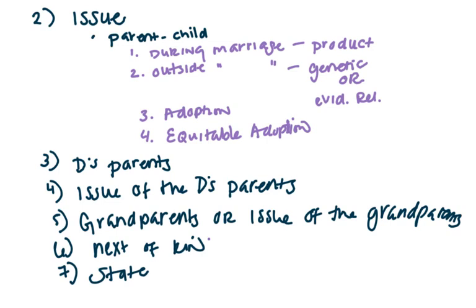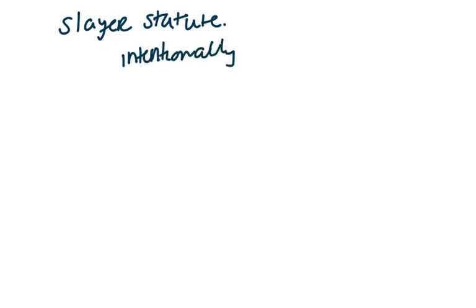Now, it's important to note that a person that is a member of one of these groups can still be barred from taking during intestacy, particularly under the Slayer statute, right? So most states have a Slayer statute, and Slayer statutes prohibit a taker from taking under an intestacy scheme if they killed the decedent. So if the taker intentionally and feloniously killed the decedent, then they cannot take. They're treated as if they predeceased the decedent.